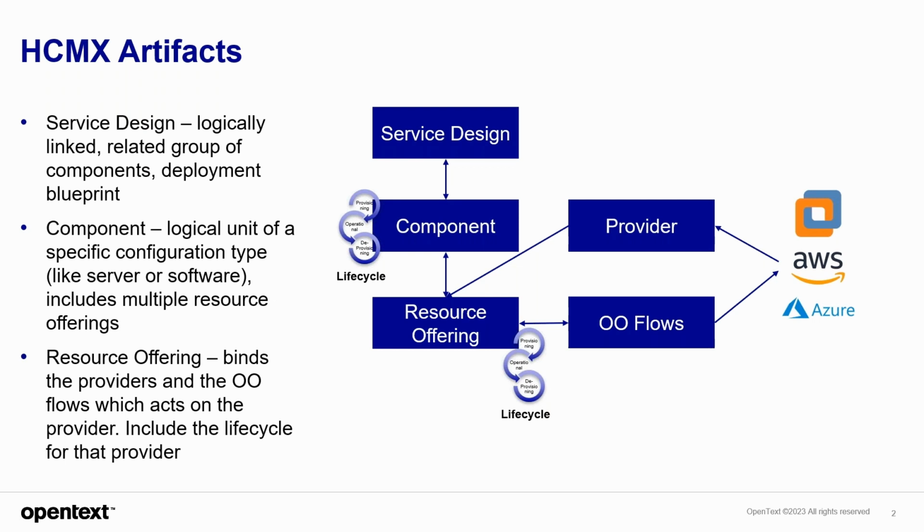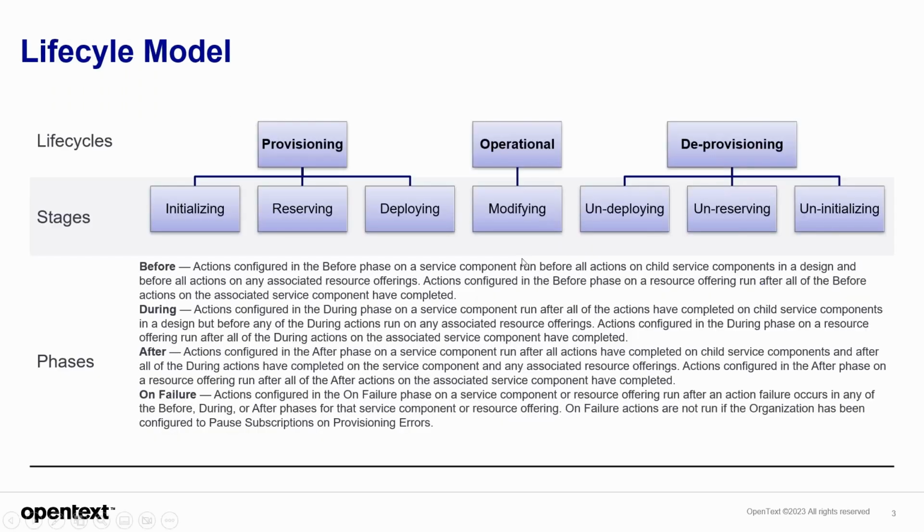So next, I want to talk about the lifecycle model, which I was briefly mentioning. Primarily, we have three lifecycle models on the component as well as on the resource offerings: provisioning, operational, and deprovisioning. Each of the provisioning and deprovisioning has initializing, reserving, and deploying stages. These are the three different stages which each of these provisioning and deprovisioning cycles goes through. In the provisioning, it goes initializing, reserving, and deploying, whereas in deprovisioning, it goes in the reverse order, which is undeploying, unreserving, and uninitializing, because it is doing the reverse of what you have done during the provisioning lifecycle.